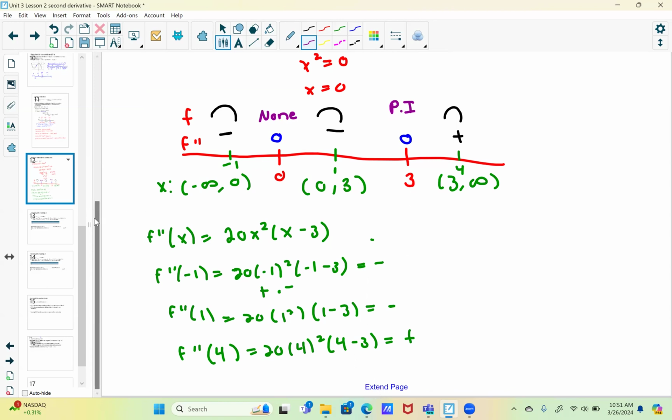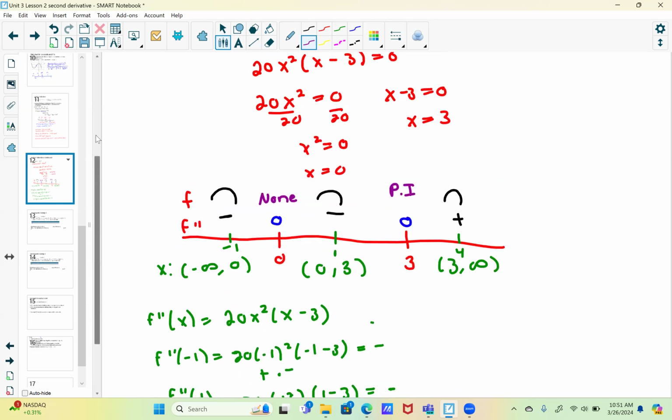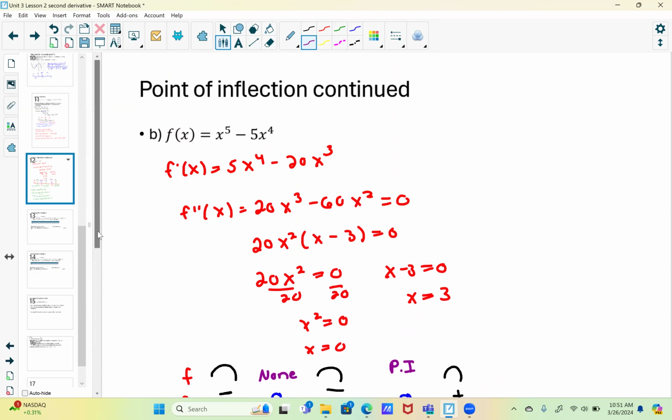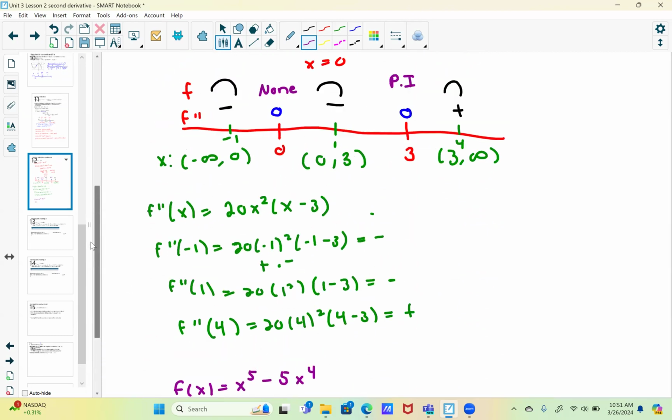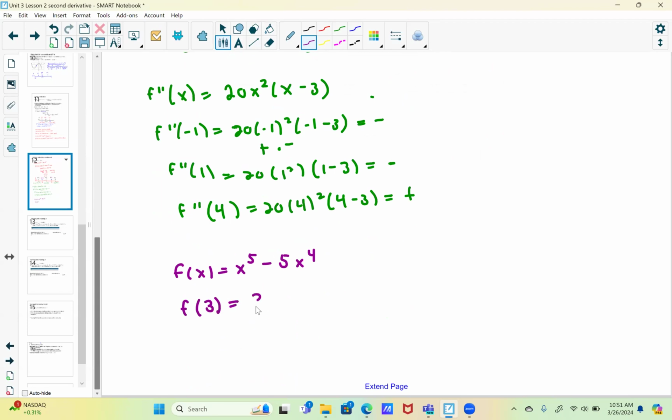And then I also have to find the y value. So again, to find the y value, we always use the original function. So I'm going to use f of x equals x to the fifth minus 5x to the fourth. And I am going to plug in my 3, which was where the point of inflection occurs. Okay, and I get -396. And so my point of inflection is (3, -396). And that's the only point of inflection.